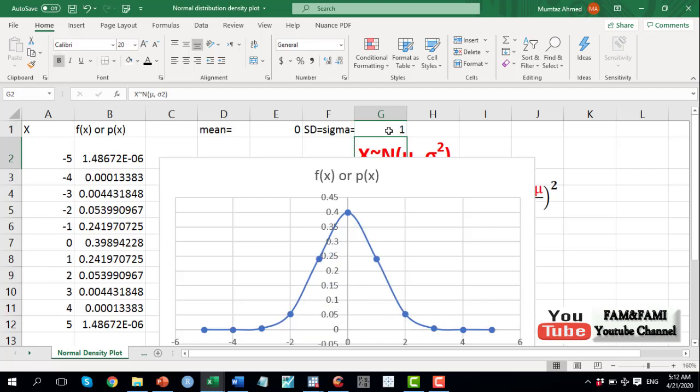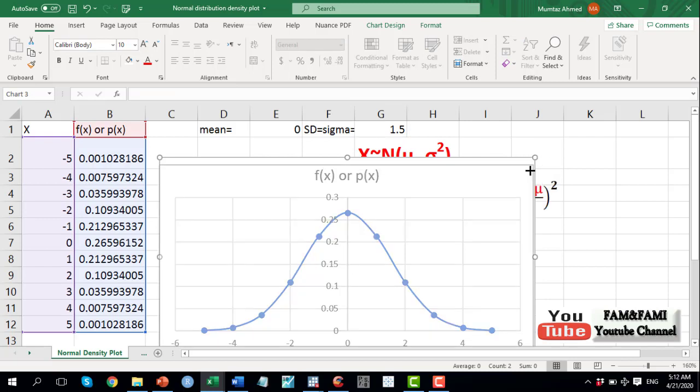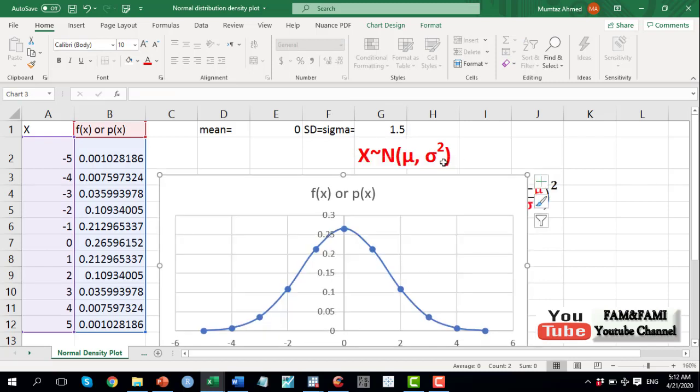This is the original curve with mean 0 and sigma 1, and now increase this sigma from 1 to 1.5. So now we are extending the variance. Press enter. Now you can see the spread got increased. So this is how the normal distribution works, and mean and variance are called the two parameters of this normal density curve, and that's why this is the general notation that mean and variance are the parameters and they control all the characteristics, all the properties of the shape of the normal density curve.